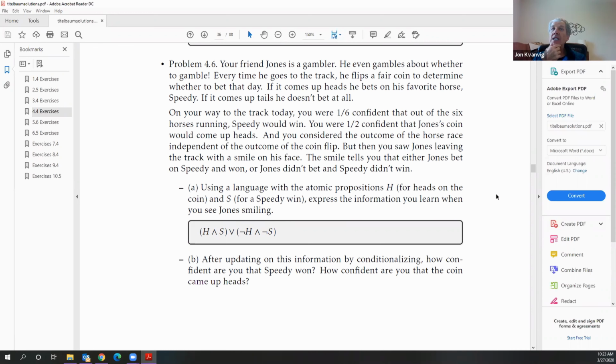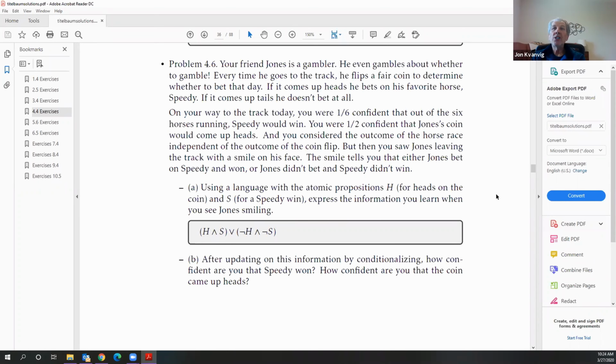On your way to the track today, you're 1/6 confident that out of the 6 horses running, Speedy would win. You were 50% confident that Jones' coin would come up heads. And we assume independence between the horse race and the flip of the coin. Then you see Jones leaving the track with a smile on his face. The smile tells you that either Jones bet on Speedy and won, or Jones didn't bet and Speedy didn't win.